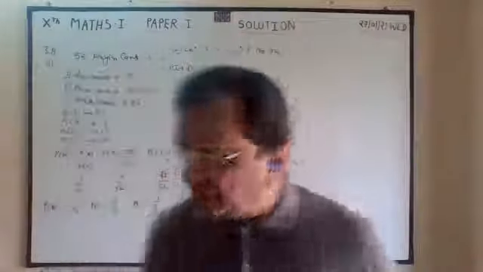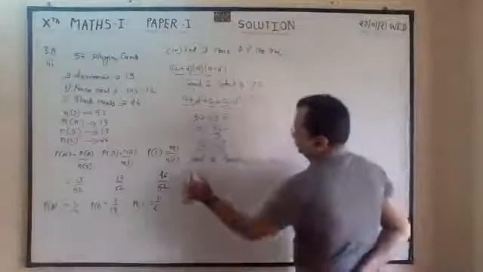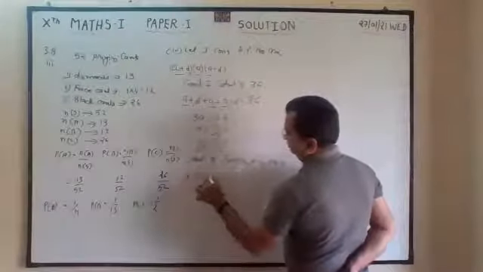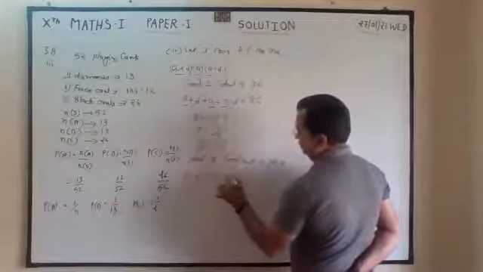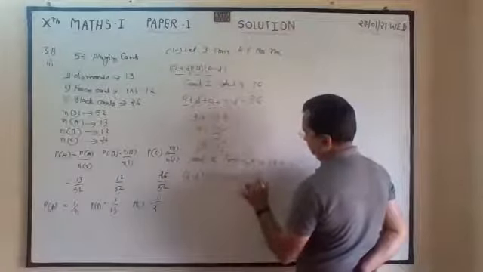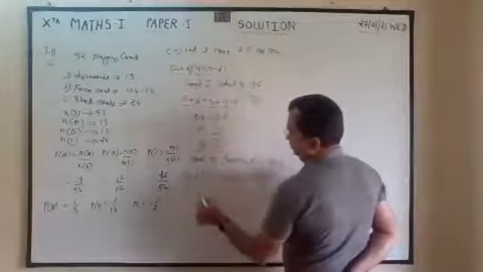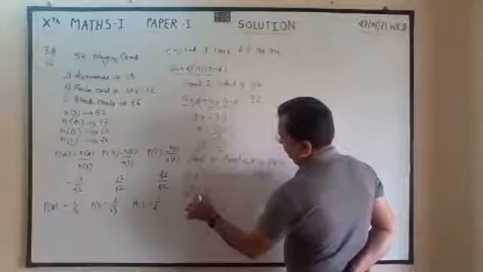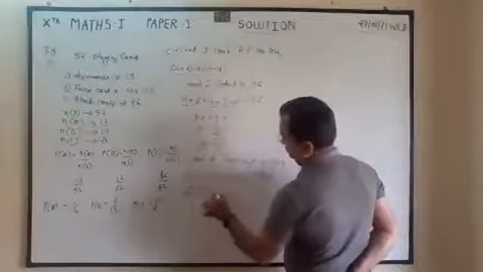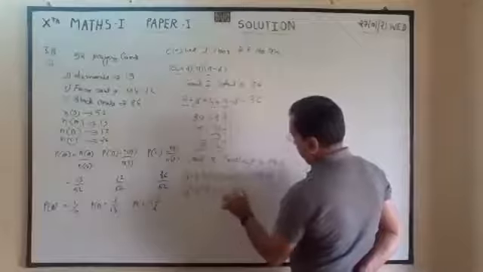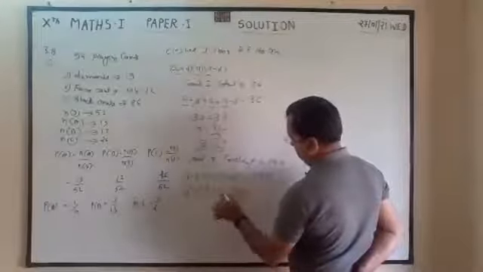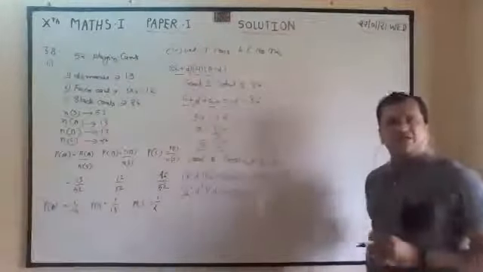Let me confirm. 1140, correct. So A minus D, A plus D. So this is A square minus D square. This is A. Correct.